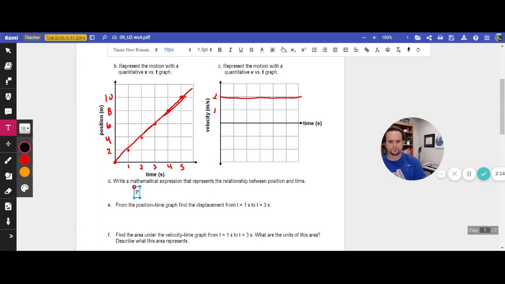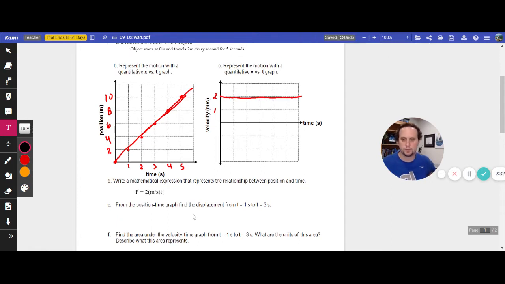So position equals 2, and that was in meters per second, times the time. And it plus 0, so I'm not even going to add that. So there's my equation: p equals 2t. That's basically it.